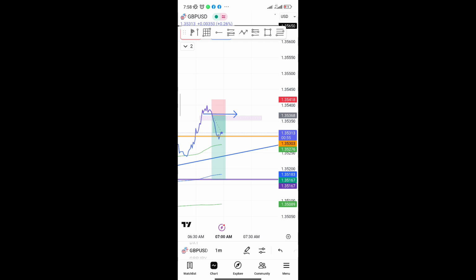Okay, so you don't have to complicate anything in trading. You don't have to make it so hard. Mark out your levels, and these levels are what I'll be teaching you in my next video.